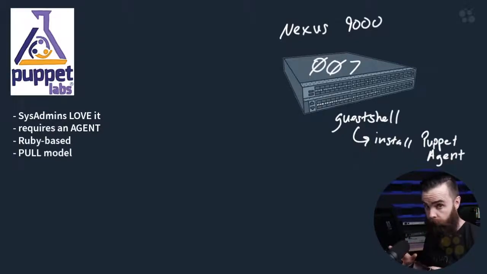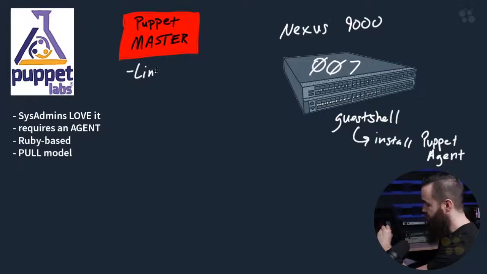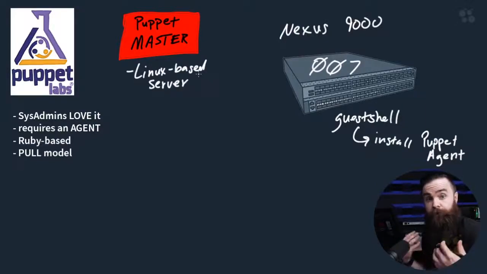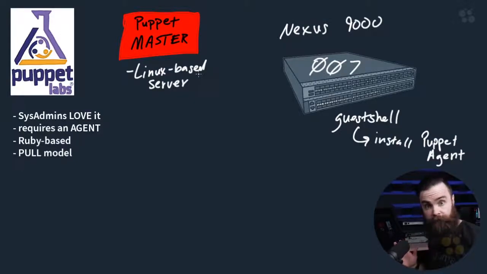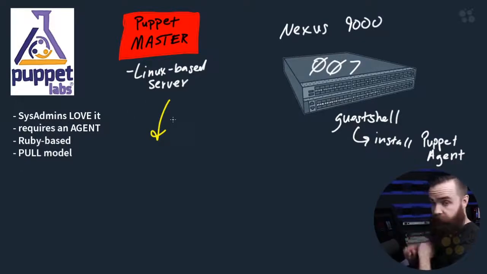To control our Puppet, we'll need a Puppet master. This will be a Linux-based server. And like Ansible, it has a free version. There is an enterprise version where you get more features, but the free version gives you control of 10 puppets, so you can get familiar with your puppets. If you really want to take that a little far, then yeah, you'll need the enterprise edition. And on this Linux-based server, we will set up our config for this Nexus device.